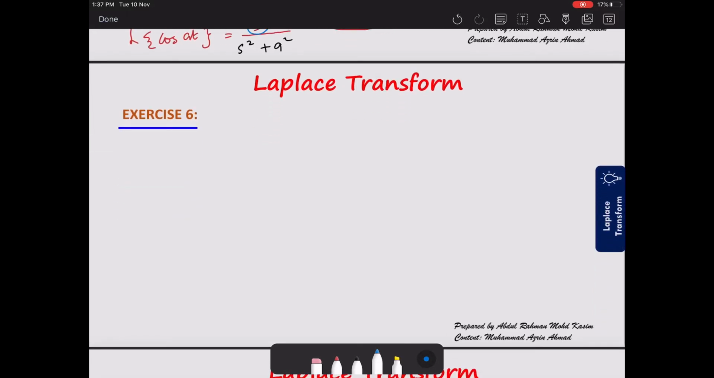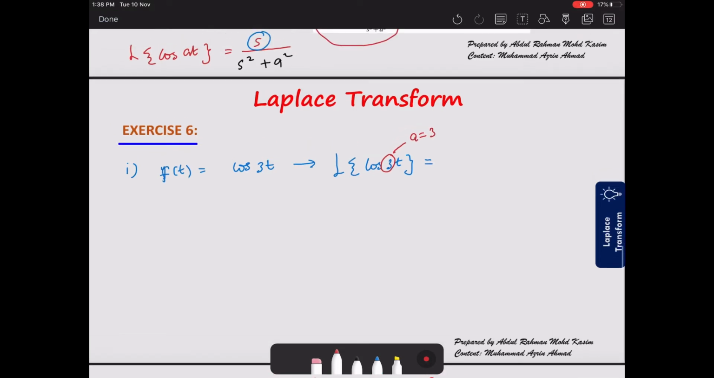So let's say you have a question that needs to be transformed using the Laplace transformation. For example, your function f(t) is equal to cos 3t. You need to take the Laplace of the function cos 3t, and then you need to find a. Here a is equal to 3, and then finally you will get directly s over s squared plus a squared. So this is the answer.